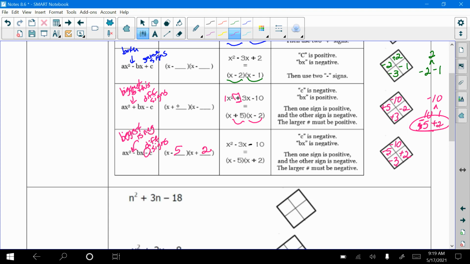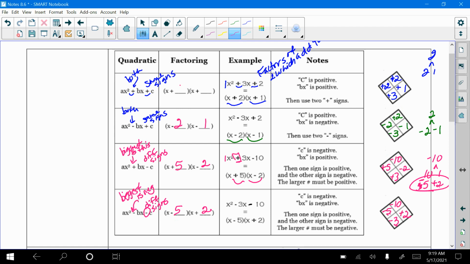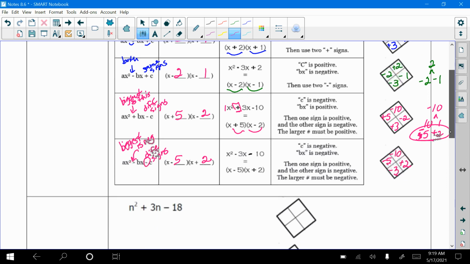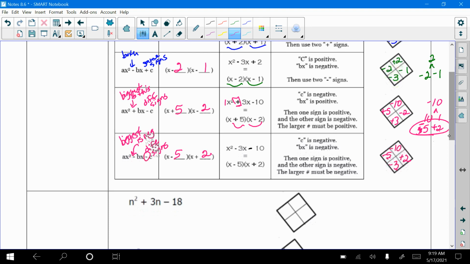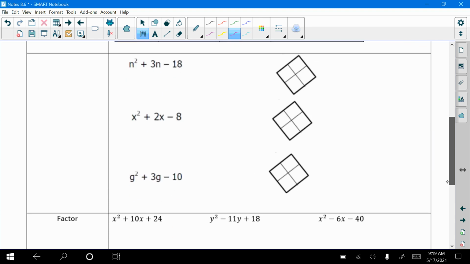Here we ended up with the positive 5 and the negative 2. Remember, and then we had negative 2 and negative 1. And then here, of course, we had the 2 and the 1. All right. So that gives you kind of a little sampling of what we're doing. Now we're going to go ahead and do some more practice down below.